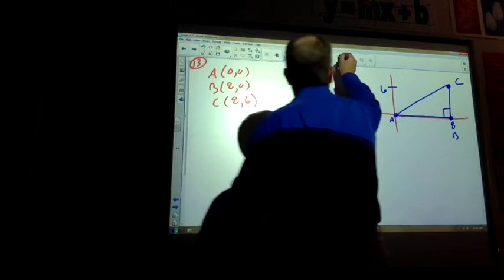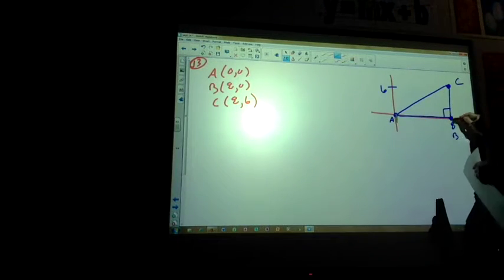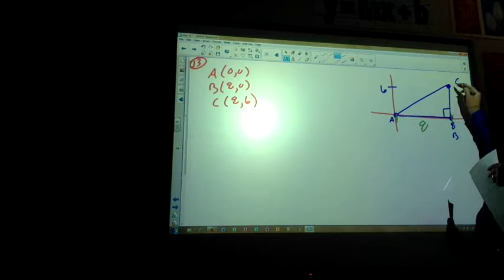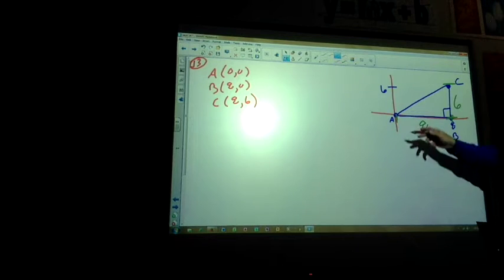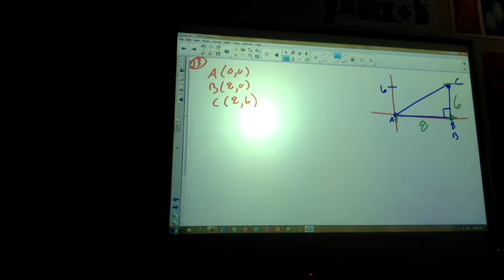So this length here is how far? 8. How far is here to here? 6. Do I have to use the distance formula, or is there another thing I know? The Pythagorean theorem. So 8 squared plus 6 squared is equal to segment AC squared. 64 plus 36 is 100. The square root of 100 is 10, so segment AC is 10.